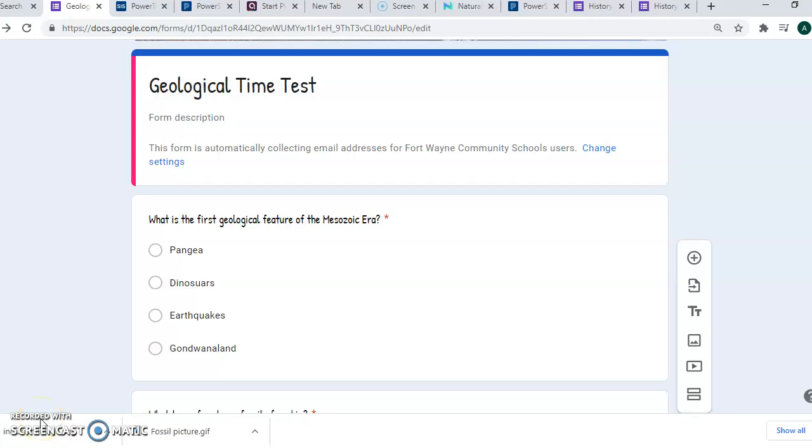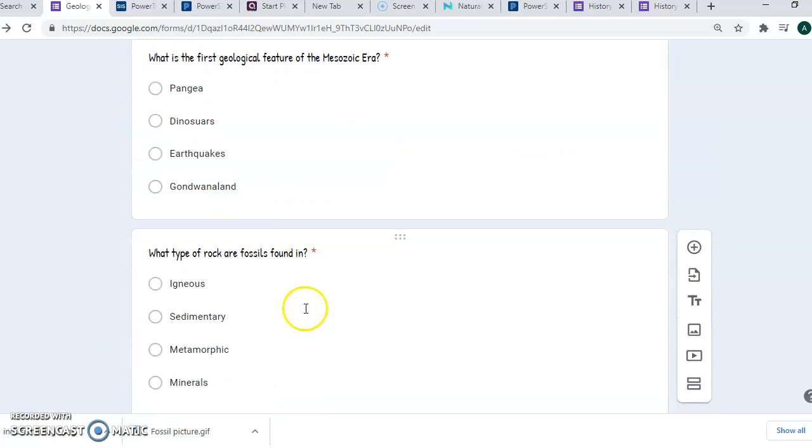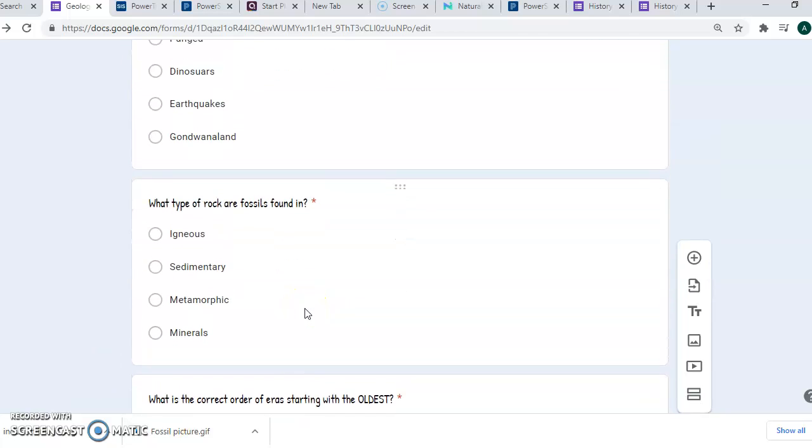Geological time test. What is the first geological feature of the Mesozoic era? Pangea, dinosaurs, earthquakes, Gondwanaland. What type of rock are fossils found in? Igneous, sedimentary, metamorphic, minerals.